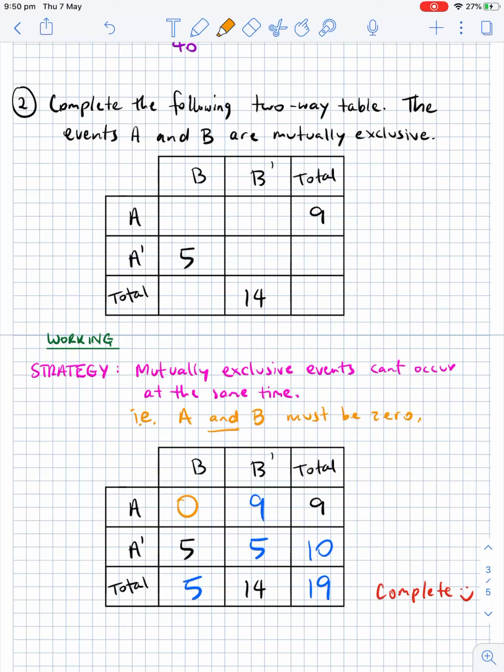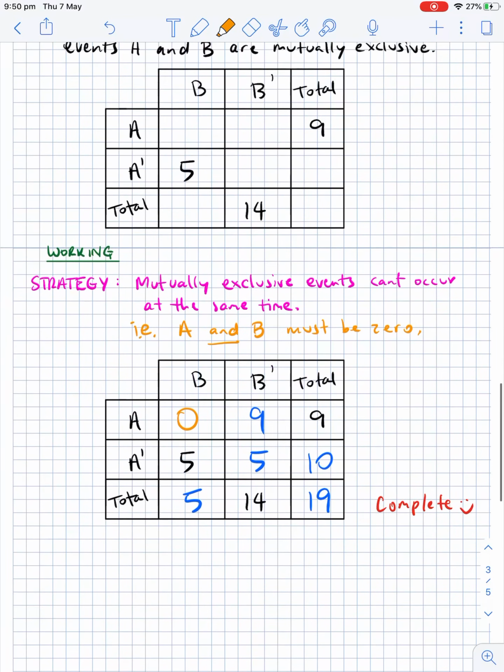Question 2. Complete the following two-way table. So we've got a two-way table here. We want to complete it, but at the moment we literally can't. But they've given us a clue. The events A and B are mutually exclusive. So mutually exclusive means that A and B can't happen at the same time. So A and B must be 0. The section which is A and B happening at the same time must be a 0.